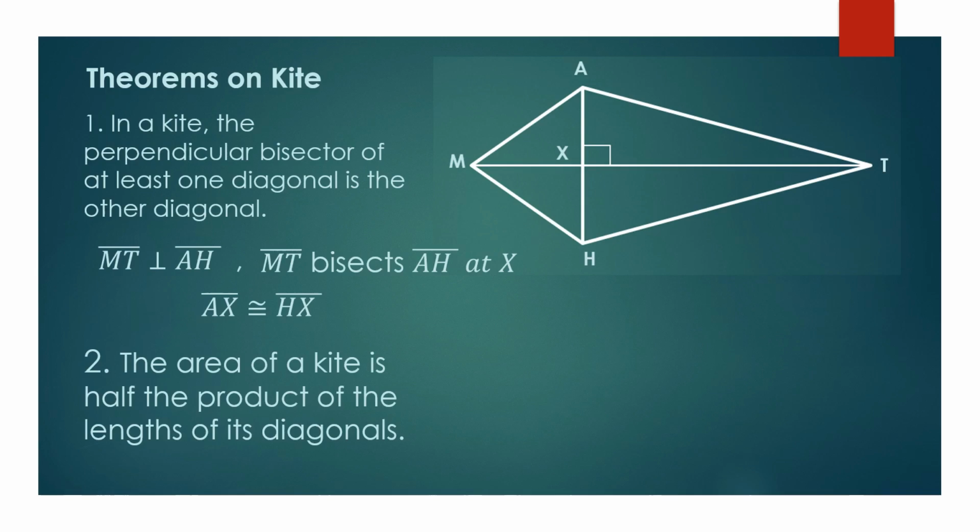The second theorem. The area of a kite is half the product of the lengths of its diagonals. So the area is equal to 1/2 times the diagonal sub 1 and the diagonal sub 2. So in that figure, we can have the area is equal to 1/2 of the length MT and AH.